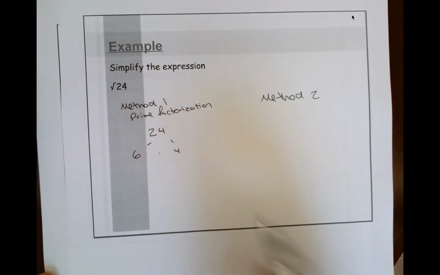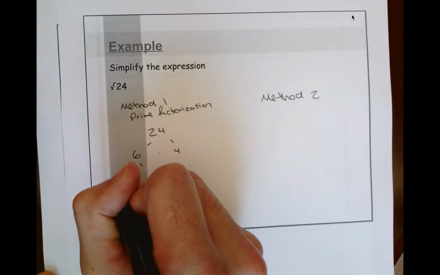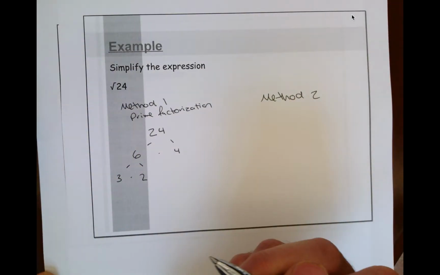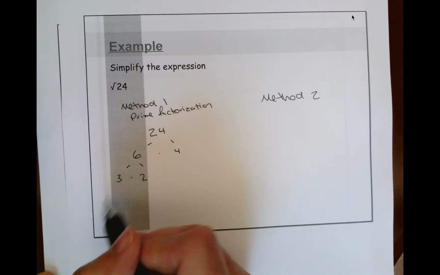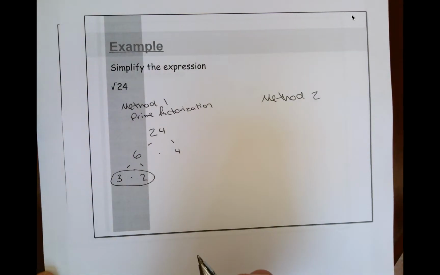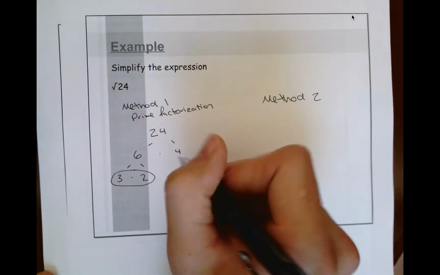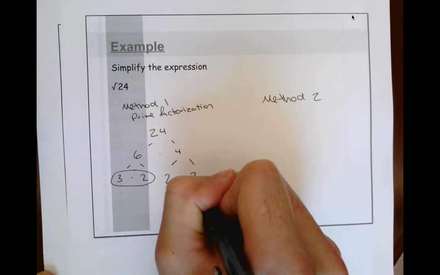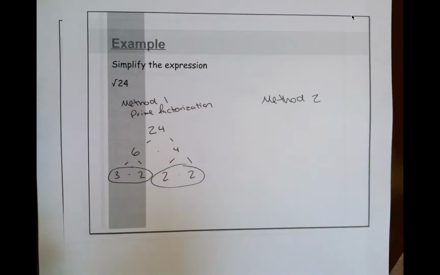Then I'm going to look at 6. Well, what times what gives me 6? I only know 3 and 2. Now looking at that, I can't break the 3 down anymore and I can't break the 2 down anymore. So these are final numbers. These are going to be the prime numbers that I'm looking for. Same thing over here. That's going to be 2 times 2. Looking at those, all right, those are my final numbers.